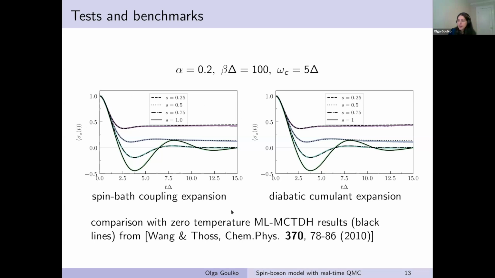and then we let it evolve. So here's a comparison with a numerically exact multi-layer multi-configuration time-dependent Hartree method. The results in black from this paper are at 0 temperature. We compare it with a very low temperature with our method, and we see really excellent agreement for both expansions across different values of the sub-Ohmic exponent in this strong coupling regime.